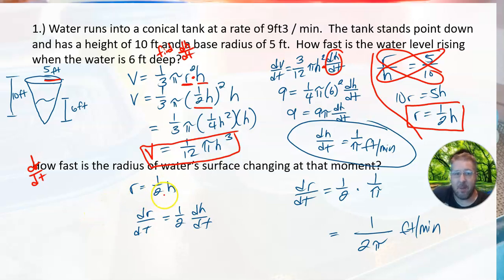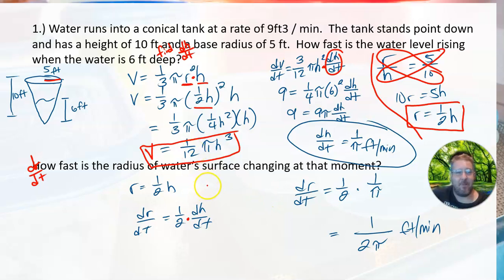If we differentiate both sides of this, because this is the proportion of one to the other, and because we now know dh dt, we can actually go ahead and use this. Derivative of radius is dr dt. Differentiate this, you get 1/2 dh dt. And since we already know dh dt, which was 1/pi, we just plug that in for dh dt, and boom, there is our answer. By far the most efficient way to solve this question.